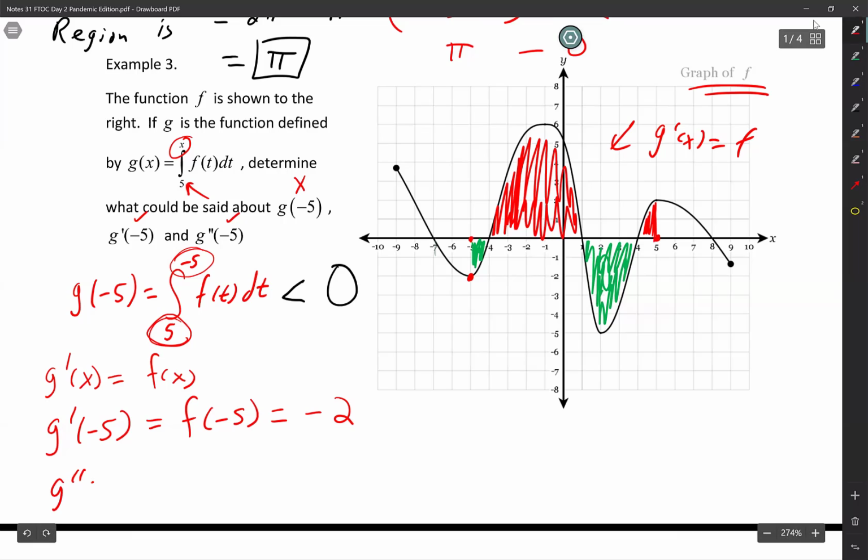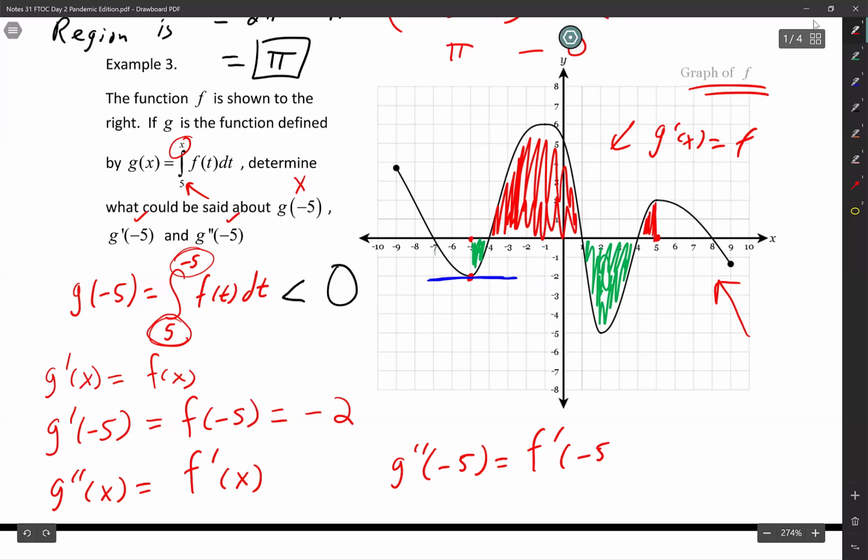And then g prime prime of x is equal to f prime of x. Well, this is the graph of f. Does it look to you that you have a horizontal tangent at -5? Does it look like that to you? It looks like that to me. So this is 0. Does everyone understand how I got 0, guys? Okay, perfect. All right, let's continue.